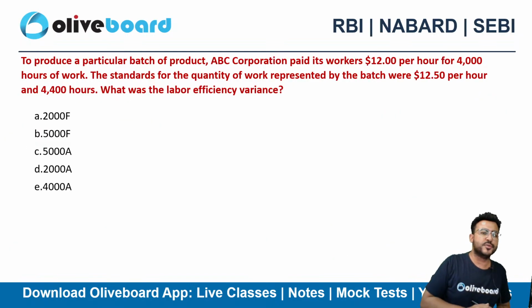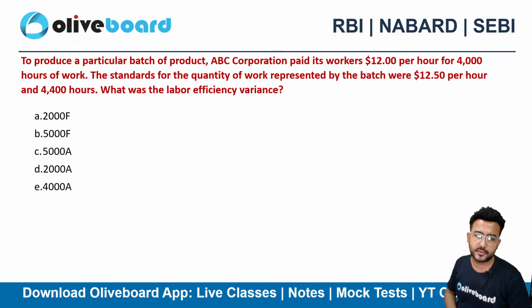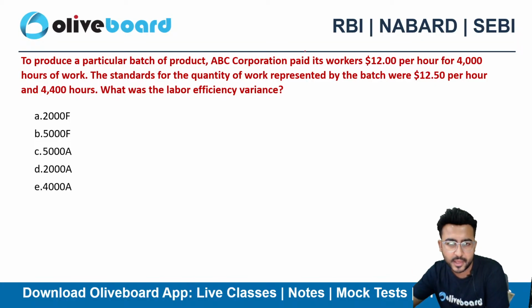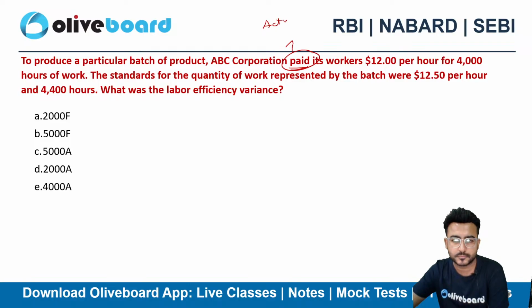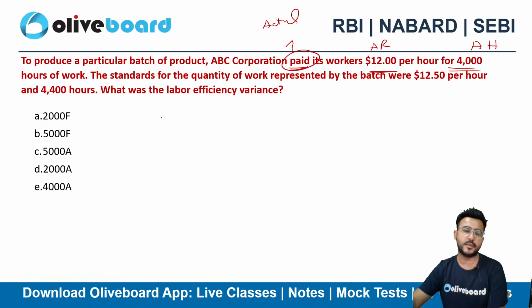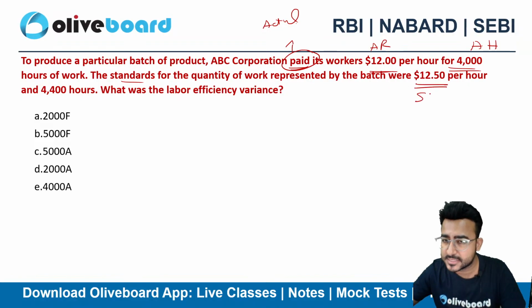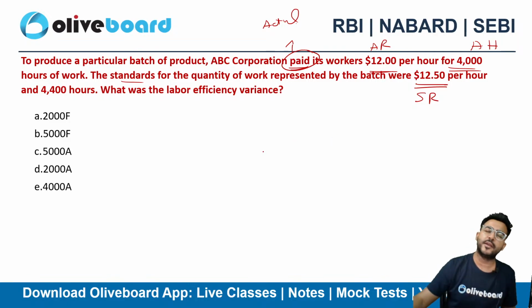Next question. To produce a particular batch of product, ABC Corporation paid its worker 12 rupees per hour. Paid, that means it is actual. So 12 rupees per hour is the actual hourly rate, for 4,000 hours, that is actual hours worked. The standard quantity of work represented by the batch was 12.5. This is the standard rate which we calculated earlier.